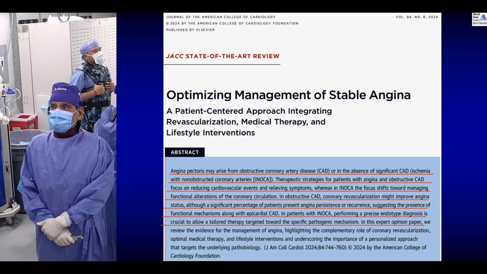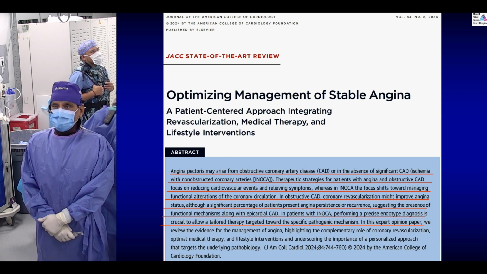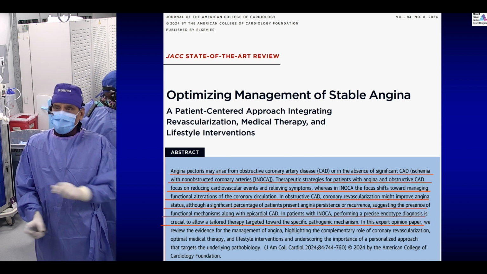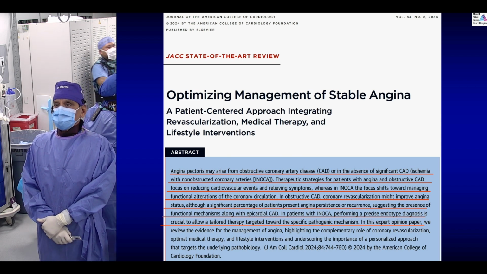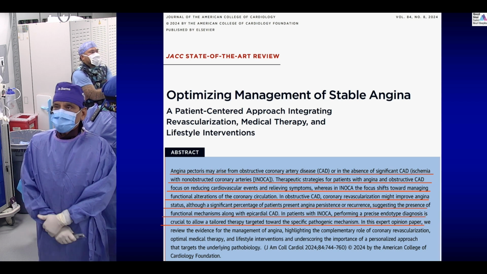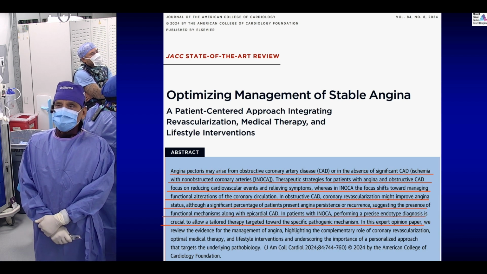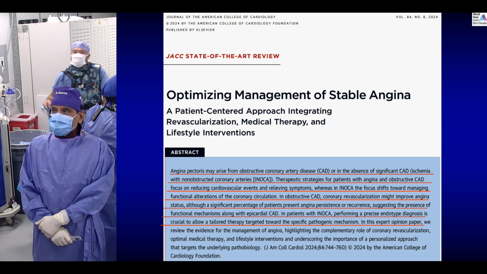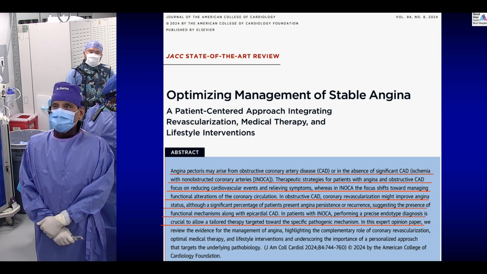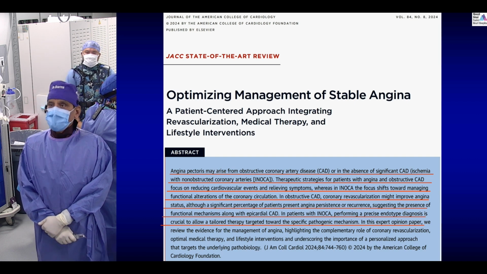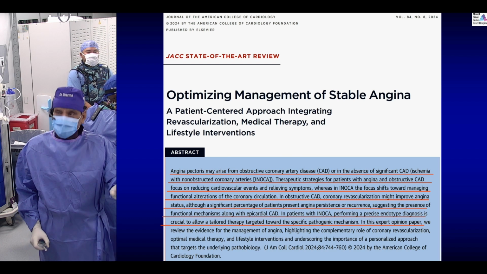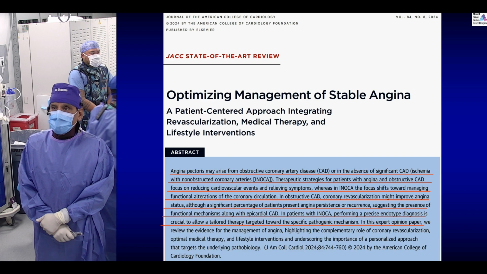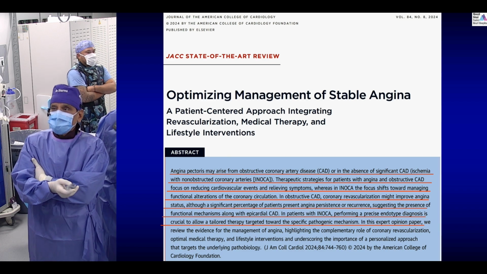Therapeutic strategy for patients with angina and obstructive CAD focuses on reducing cardiovascular events and relieving symptoms, whereas in INOCA the focus shifts towards managing functional alteration of the coronary circulation, the microvasculature. In obstructive CAD, coronary revascularization might improve angina status, although a significant percentage of patients present angina persistence or recurrence, suggestive of the presence of a functional mechanism along with epicardial CAD. So basically what they're saying is, for patients with INOCA, or even after successful revascularization, performing a precise endotype diagnosis is crucial to allow a tailored therapy targeted towards the specific pathogenic mechanism.